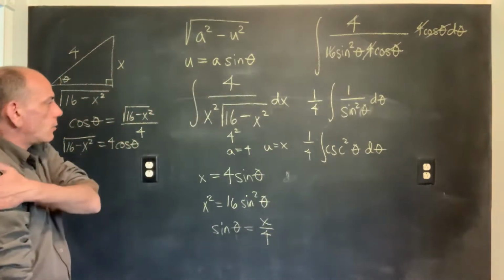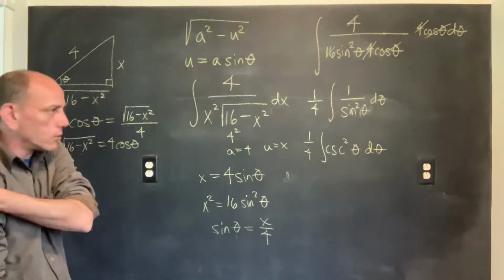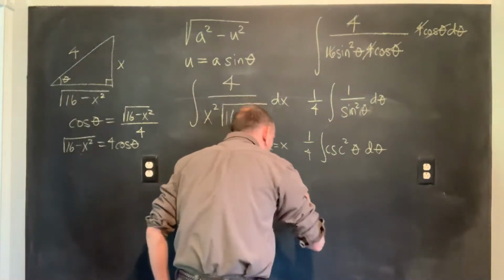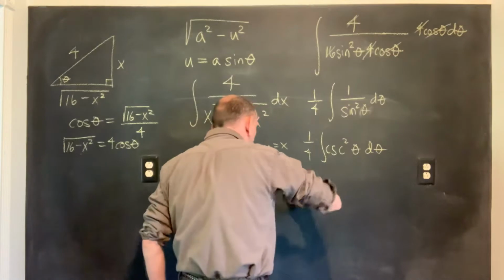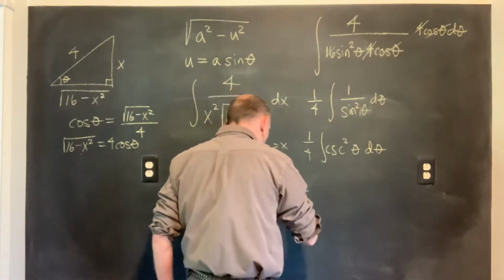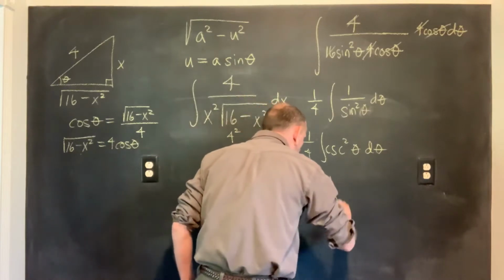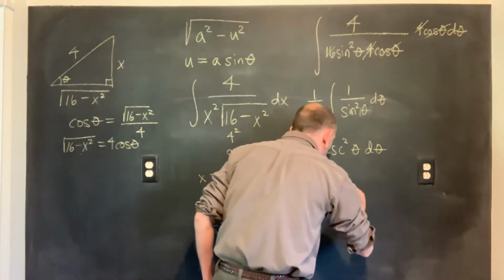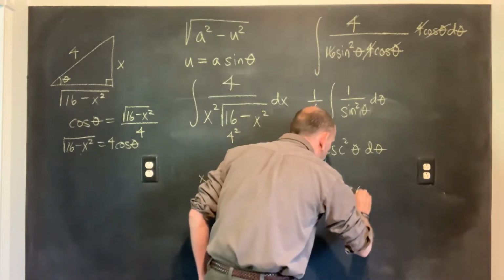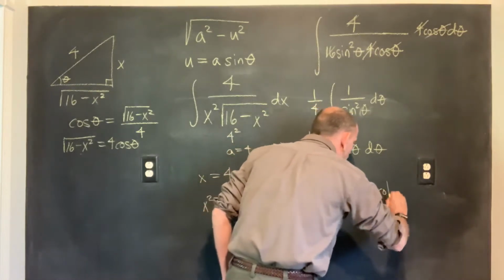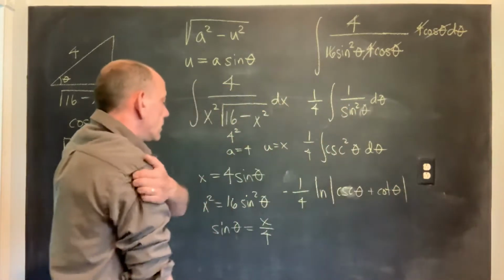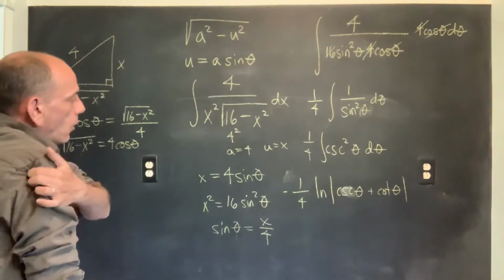Cosecant squared is one of our basic quote unquote rules. It's one of the more complicated ones, but it's one of the ones we should have in our toolbox here. So if I remember correctly, the integral of cosecant is negative ln absolute value of cosecant theta plus cotangent of theta.